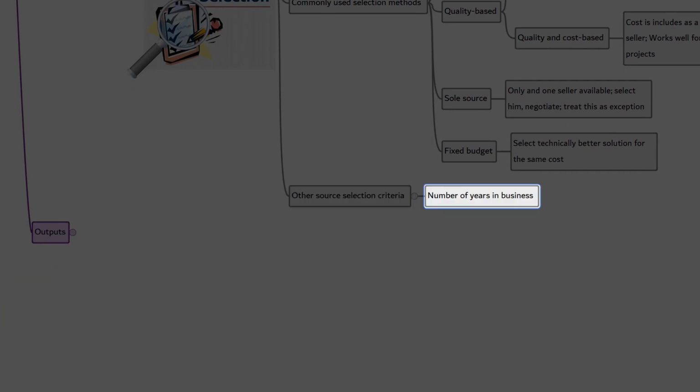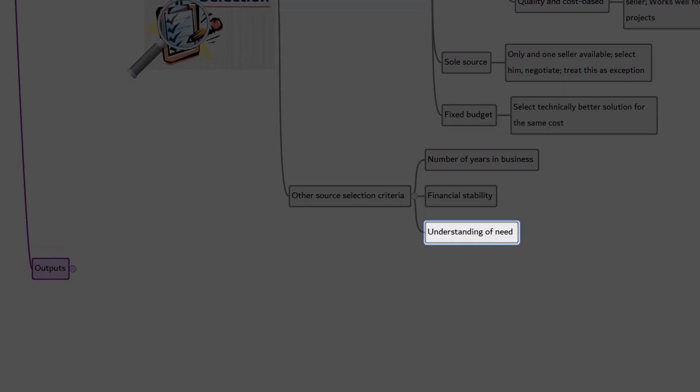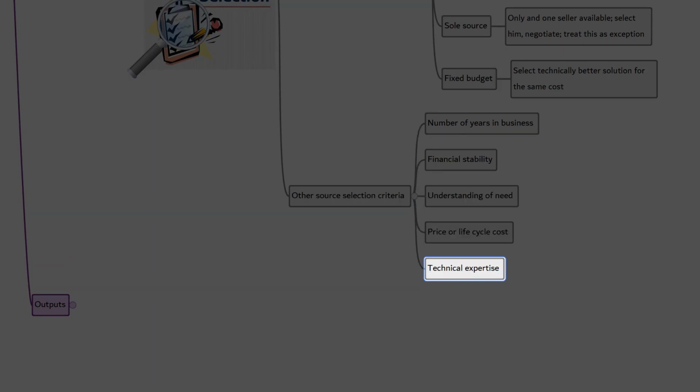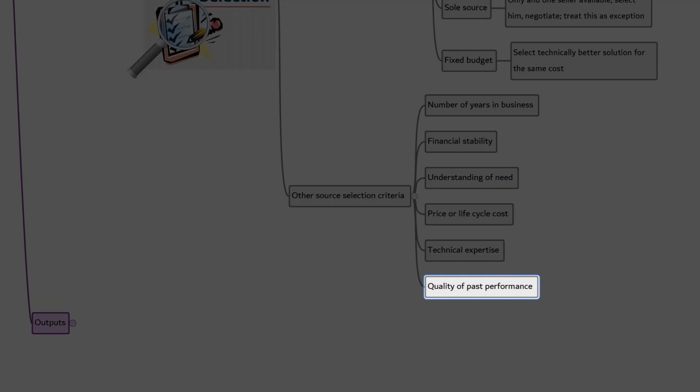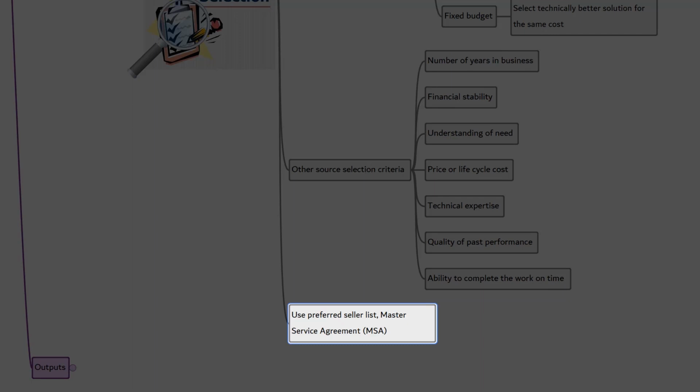Number of years in business, financial stability, understanding of need, price or life cycle cost, technical expertise, quality of past performance, and the ability to complete the work on time. If the organization has a preferred seller list and/or master service agreement with an outside source, then that information is considered while analyzing source selection options.